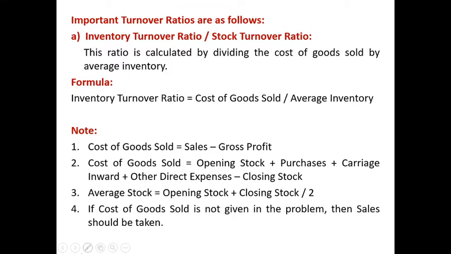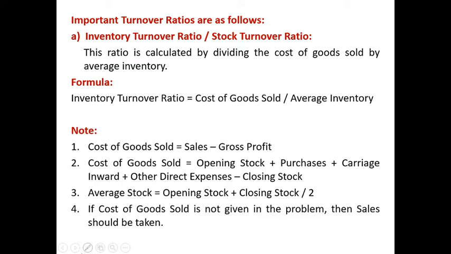Then, what are the types of turnover ratio? The first type is inventory turnover ratio. Inventory turnover ratio is also called stock turnover ratio. This stock turnover ratio is calculated by dividing the cost of goods sold by average inventory. The formula for this is: inventory turnover ratio is equal to cost of goods sold divided by average inventory.